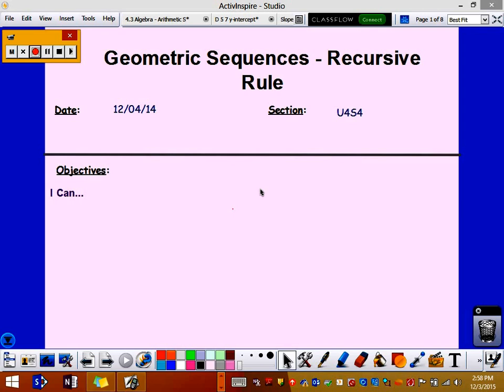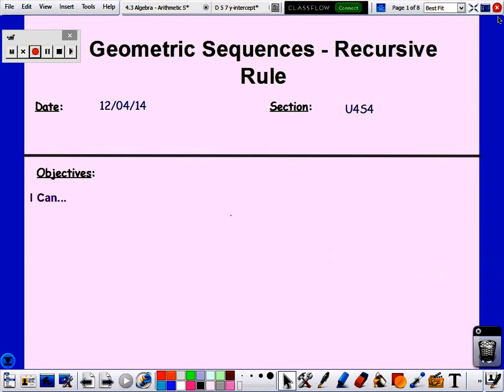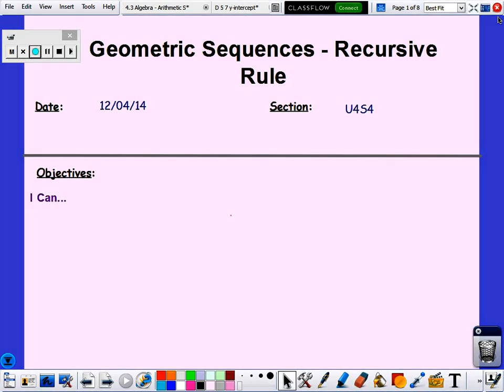Hello. All right. So the past couple of days we've been talking about sequences, and specifically yesterday and the day before, arithmetic sequences. So today we need to look at how we would work with geometric sequences. And just like we started with arithmetic sequences, the recursive rule, we're going to do the same thing for geometric sequences, starting with the recursive rule.